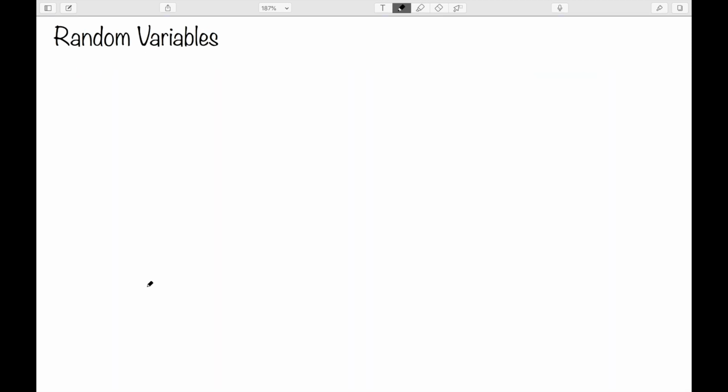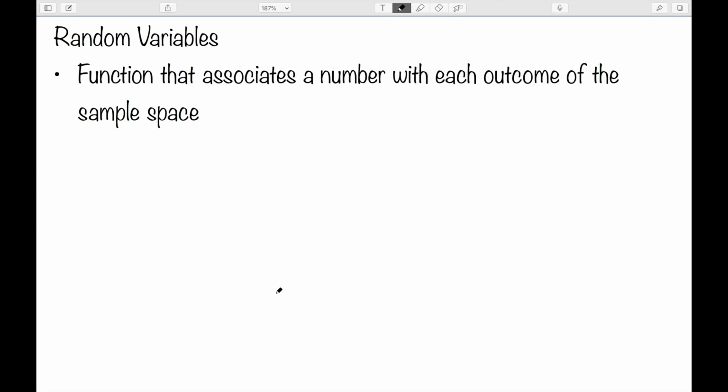The next thing I want to define is a random variable. A random variable is a function that associates a number with each outcome of the sample space. And there are two types of random variables.